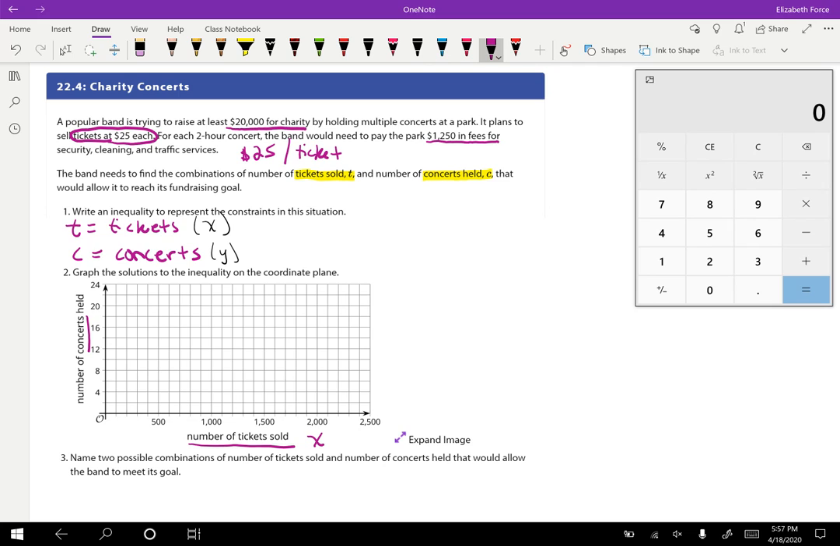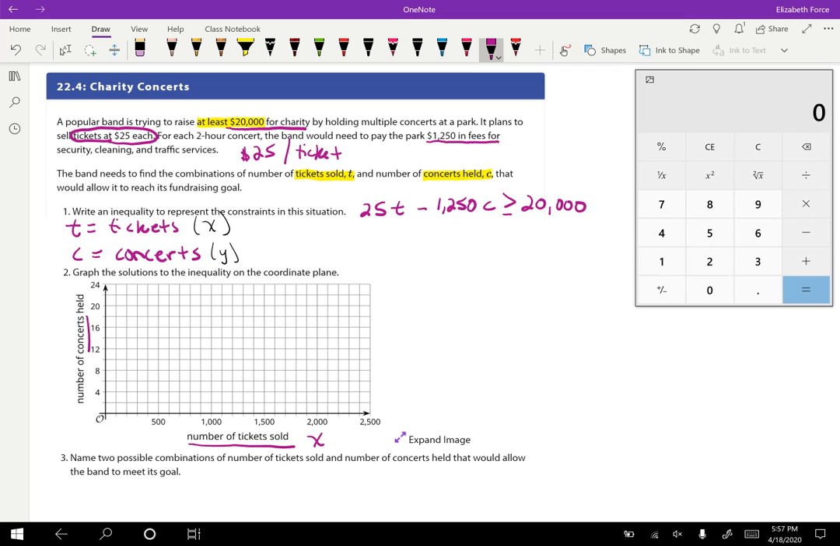So there's two ways you can write this inequality. So it's $25 per ticket. Now I'm not going to write plus because it's a fee. They have to pay them $1,250 for every concert they hold. So I'm going to write this as minus $1,250 per concert. Now I want to make $20,000, and this is important, at least $20,000. So that means you can do 20,000 or you can go above it. So I want this situation to be greater than or equal to $20,000.